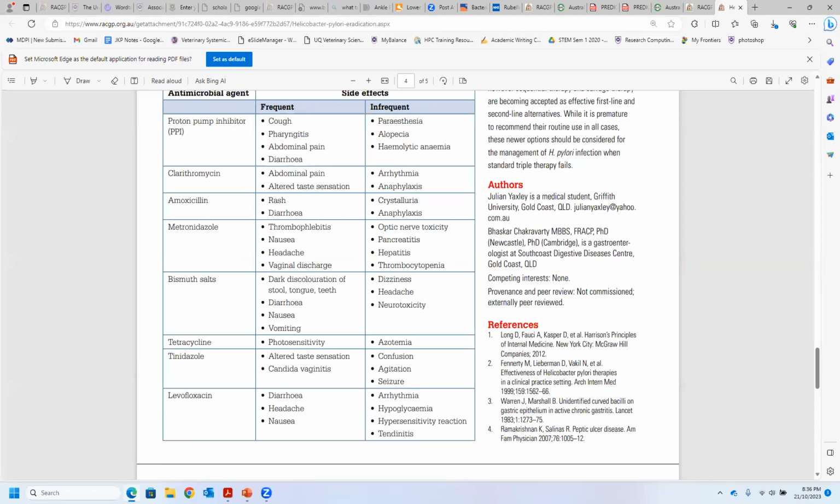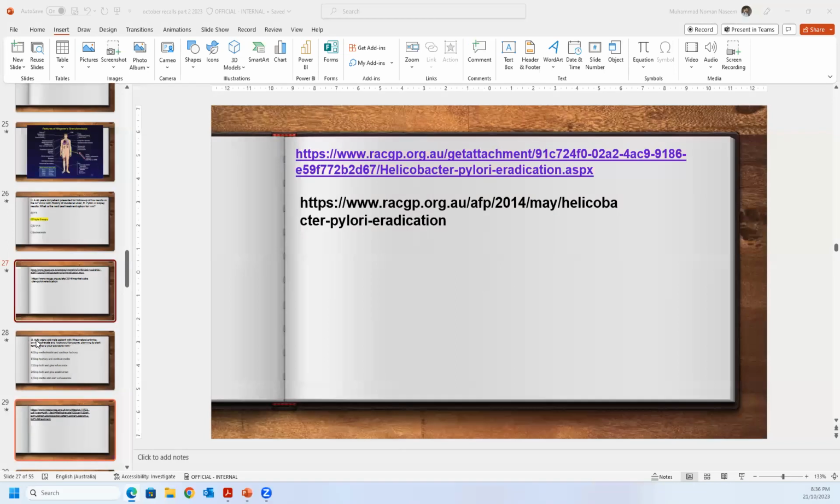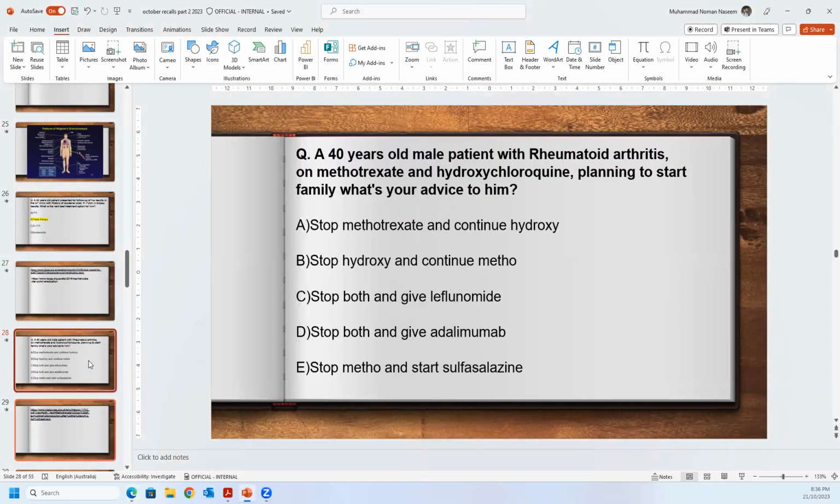Okay, let's go back to our questions quickly. Is it clear, guys? So PPI with amoxicillin and clarithromycin is triple therapy; PPI, bismuth salt, metronidazole with tetracycline if the patient is allergic to the penicillin. In the pediatric age group, we always calculate the doses on the basis of the weight of the babies. It's different. In kids, we always calculate the dose with the weight.